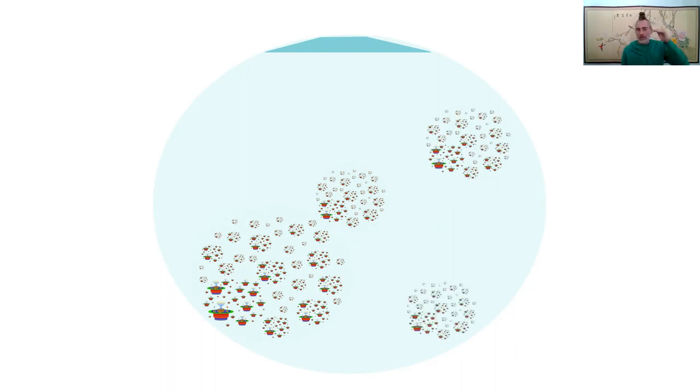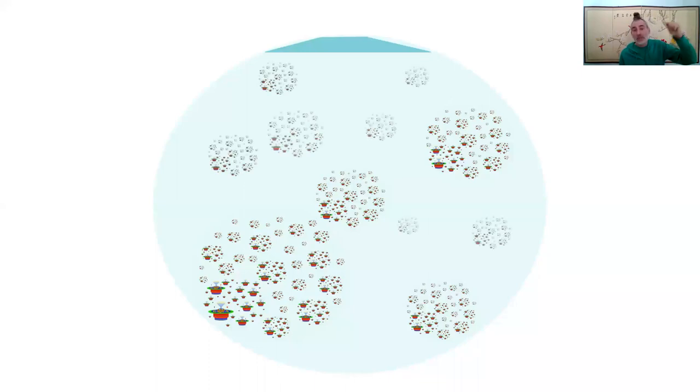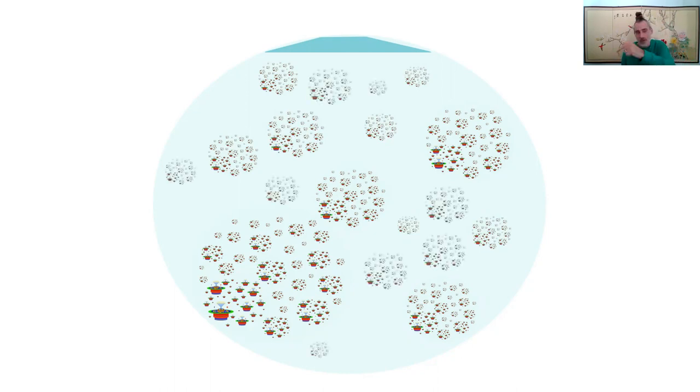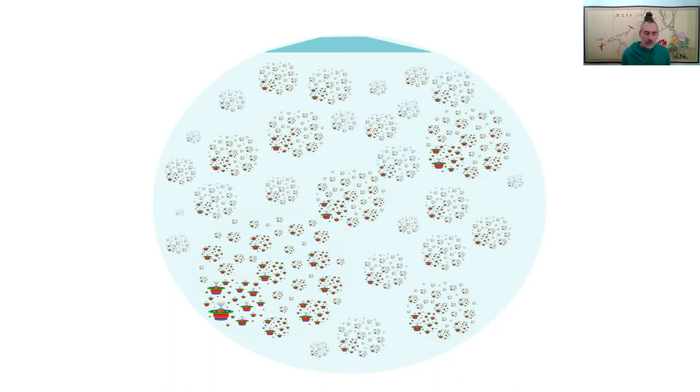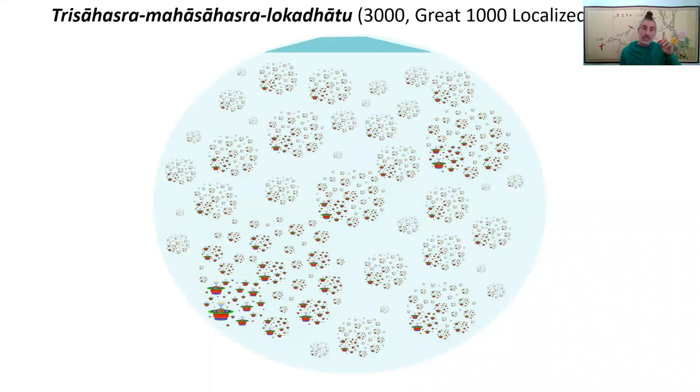And in fact, from that vantage point, you can see 1,000 collections of those 1,000 collections of 1,000 worlds. So if you do the math, that's 1 billion worlds that are overseen, if you will, or looked over by those in this highest heavenly realm. So this is what is called a Trisahasra Mahasahasra Lokadhatu, a 3,000 great thousand localized realm. This is what is translated as a trichiliocosm.